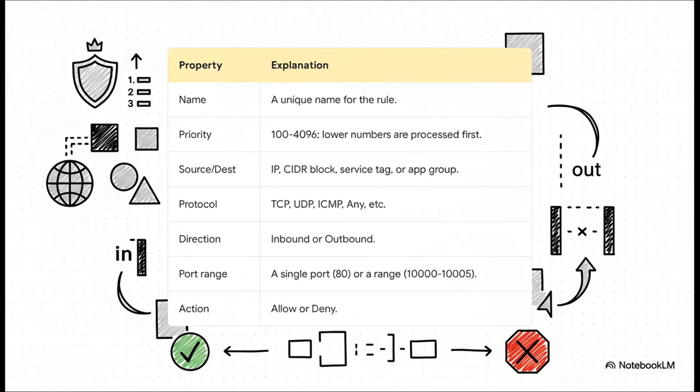All right, this is the anatomy of a rule. First, you've got to give it a unique name. Then there's priority. And trust me, this one is so important. We're going to talk about it in a minute. Next, you define the who and where, the source and destination. What kind of traffic is it? That's the protocol. Is it coming or going? That's the direction. And you can get super specific with the port range. And finally, the big decision, action. Do we allow it or deny it? Those 7 things, that's your complete rule.